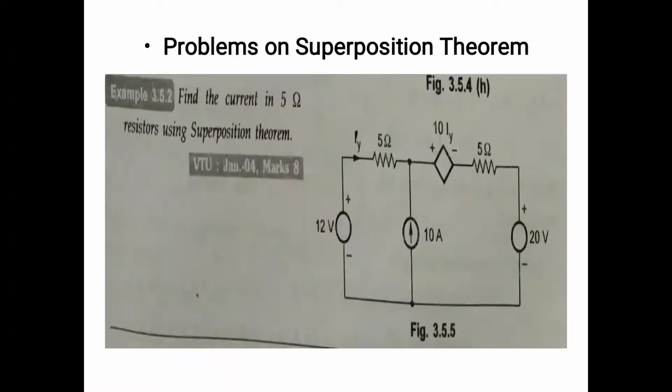Okay, first problem. Find the current through the 5 ohm resistor using the superposition theorem. This is also an exam problem, January 2004, 8 marks. Just see the given network.